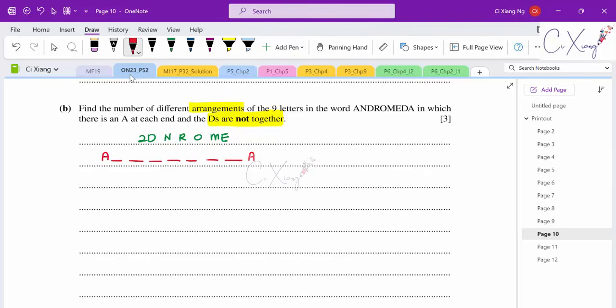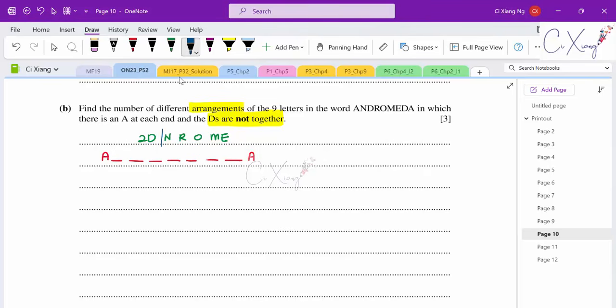Because A are fixed in front and also at the back, we are not going to consider any arrangement for the A. So we no need to arrange A at all. Alright. Then in the middle we need to arrange 7 letters: 2D, N, R, O, M, E. So like what I told you just now, 2D must be separated, therefore we arrange them at last.